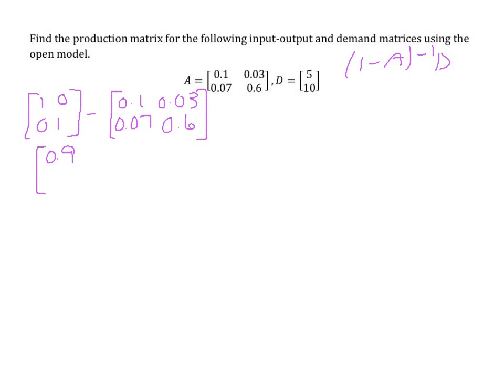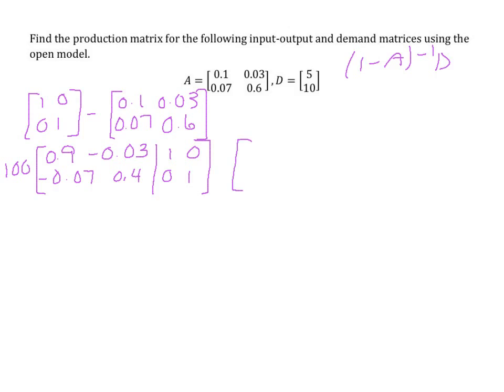So when I subtract, I will get 0.9, negative 0.03, negative 0.07, and 0.4. And now to find the inverse, we need to add the augmented matrix with the identity matrix. But I don't like those decimals, and I'm pretty sure you don't either. So it looks like my smallest decimal is 100th. So I'm going to multiply this whole item by 100.